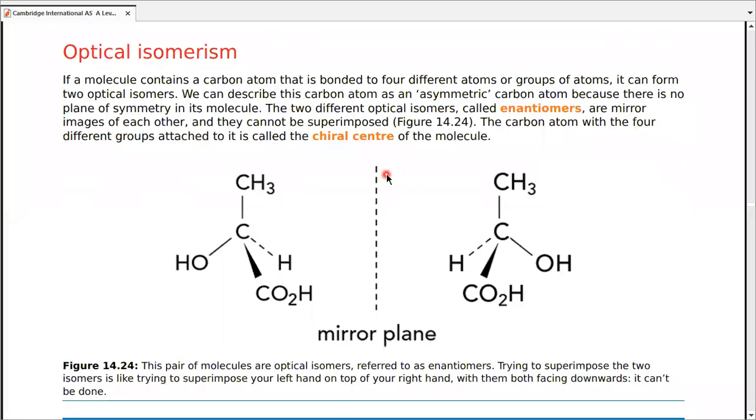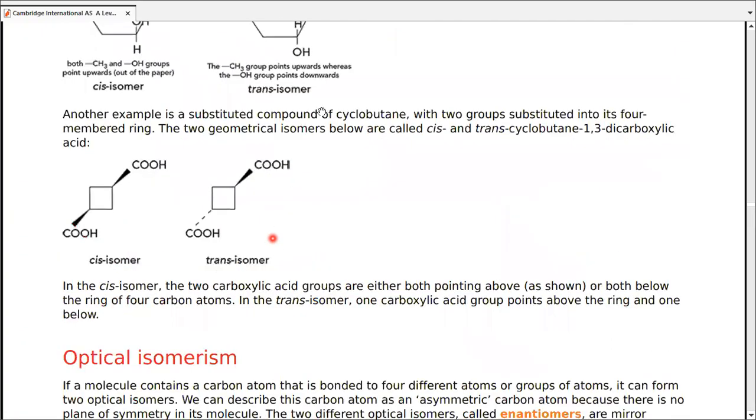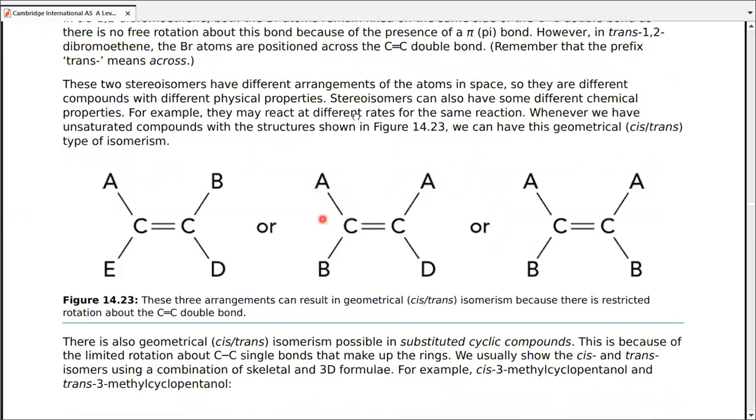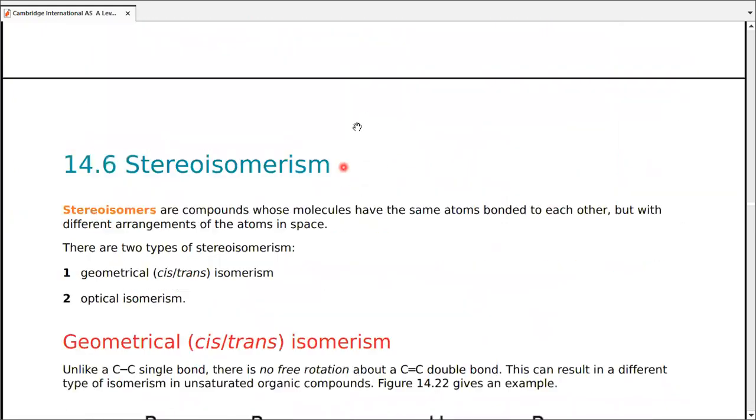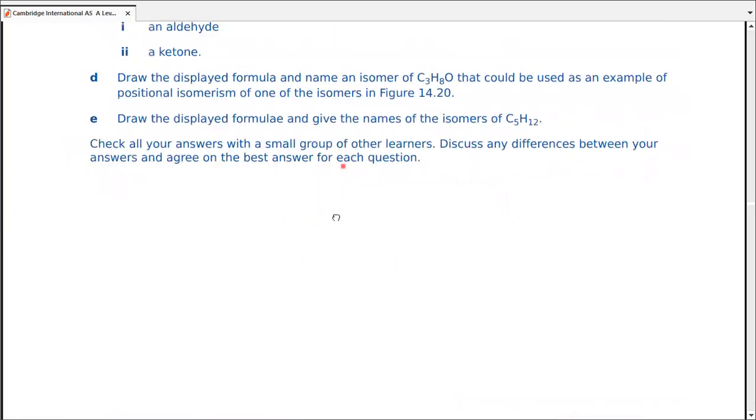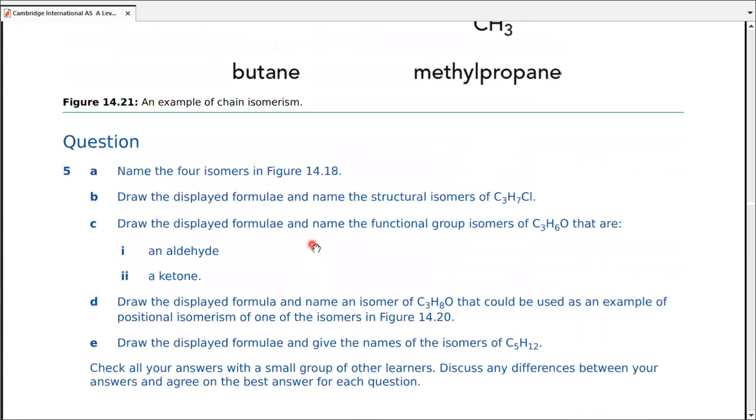All right, we're supposed to start with optical isomerism. Optical isomerism, first of all, is another type of stereoisomerism. Okay, for us, a little bit of background on what we have been doing previously.